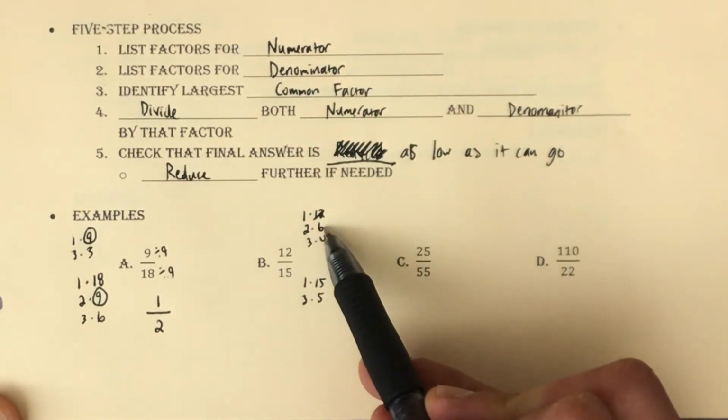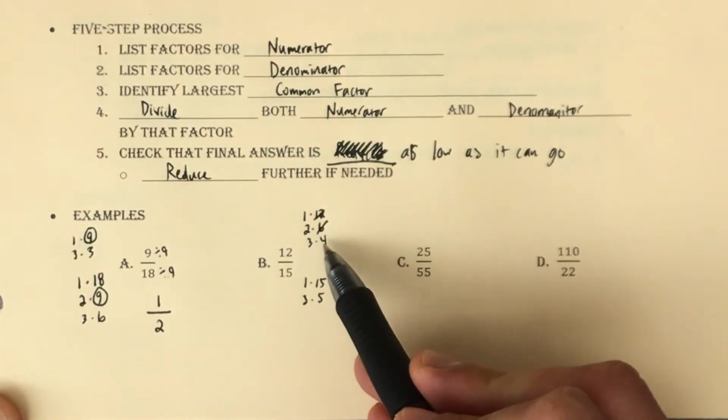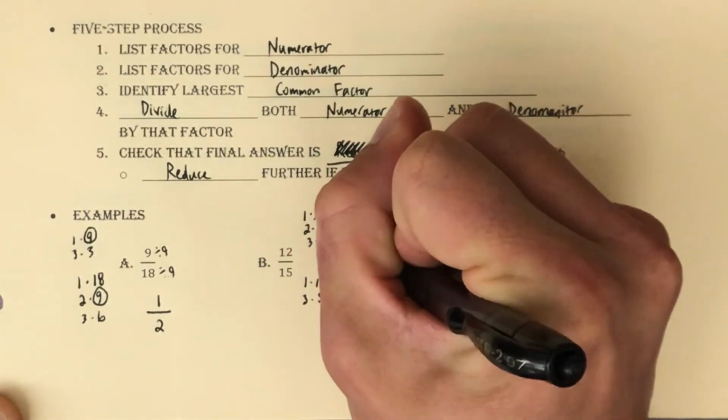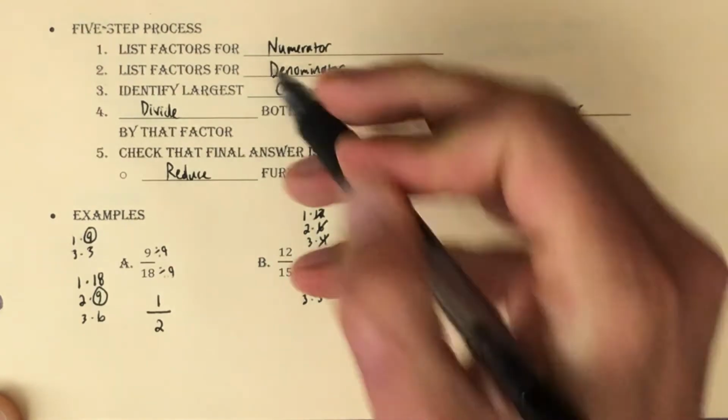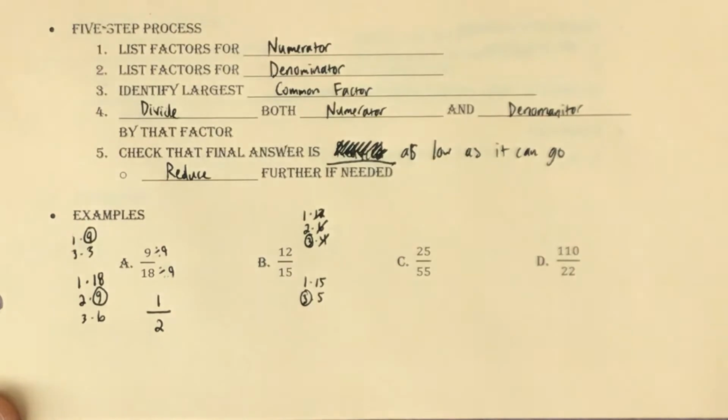Is 6 on both lists? Nope, it's not, so that's not a factor. Is 4 on both lists? No, it's not, so that's not a factor. Is 3 on both lists? Yes, it is, so it's on both lists, and that makes it my biggest factor.